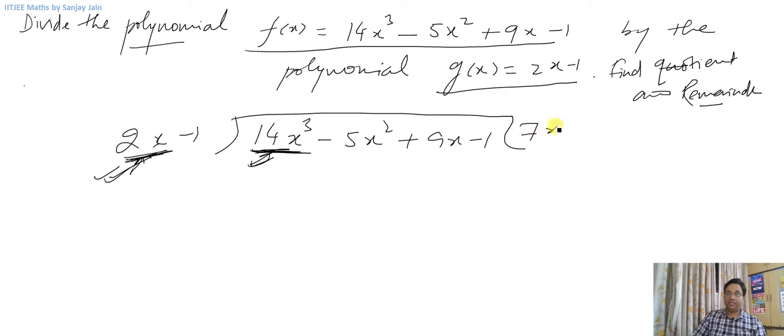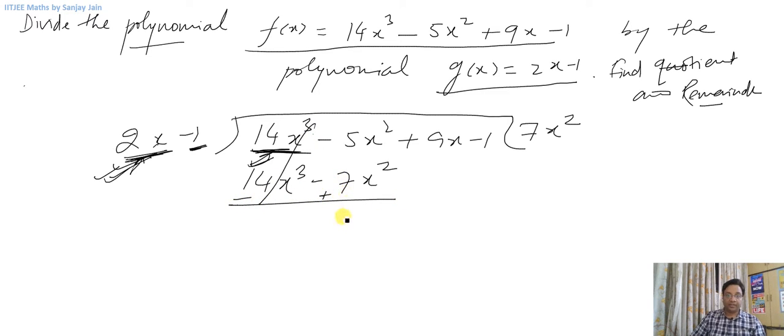Obviously 7x square. If I multiply this with 7x square, I will get 14x cubed, and the next term I will get is minus 7x square. After that you just subtract, right? This term will get cancelled here, and 2x square plus 9x minus 1. Now you focus your attention on this term and this term.